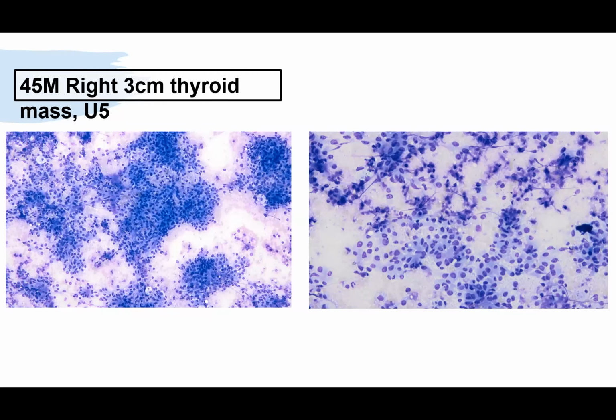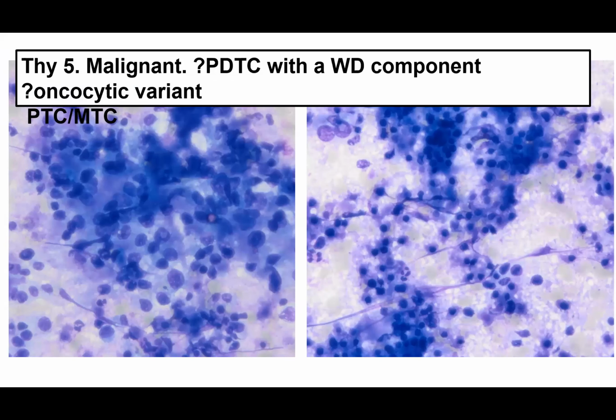which on closer inspection, you can see in some of them there is a degree of pleomorphism. Possibly there's some, is there necrosis in the background? Difficult to tell. And here there's possibly a hint of intranuclear inclusions. And here on detailed inspection, some of these cells look a bit smaller, but then you've got more pleomorphic looking cells. So this was originally called a Thy5 because of malignancy.